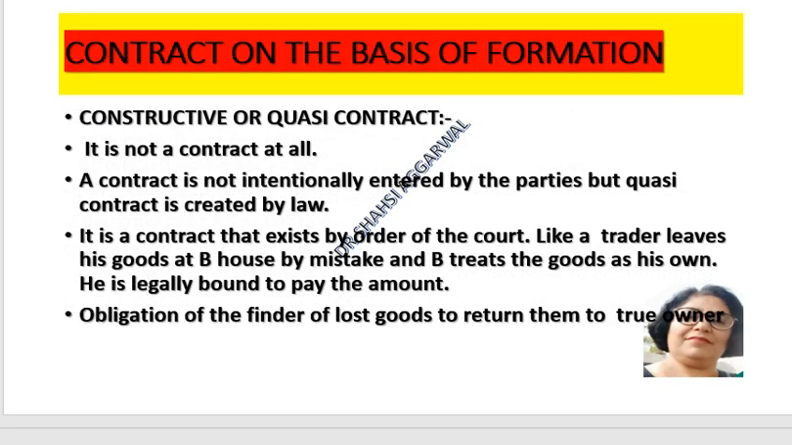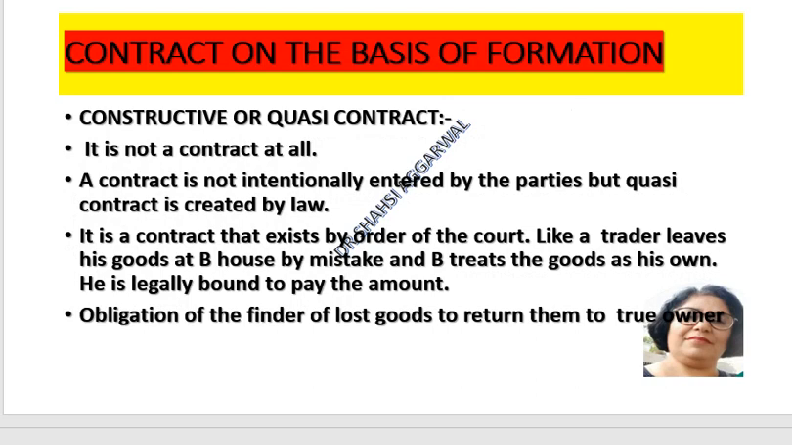Constructive or quasi contract is not a contract at all. Here the parties do not want to enter into a contract with each other, but the contract is created by the law. A contract which is not intentionally entered into by the parties, but which is created by the law, is called a constructive or quasi contract.